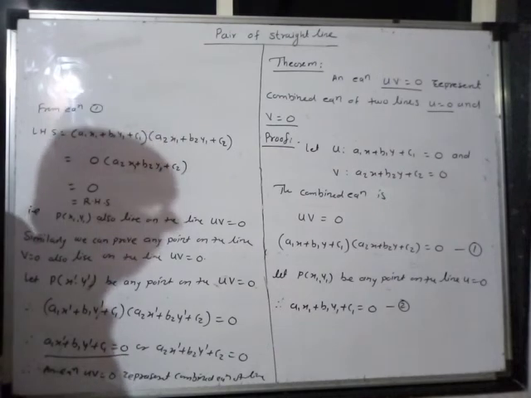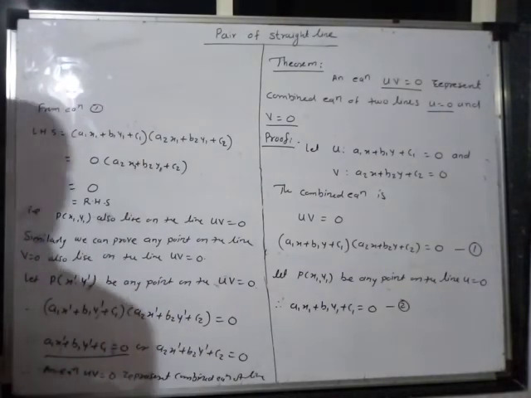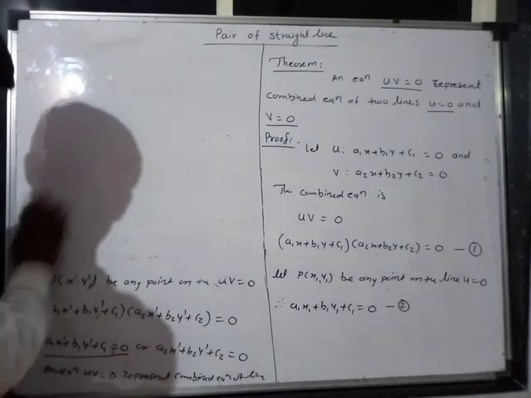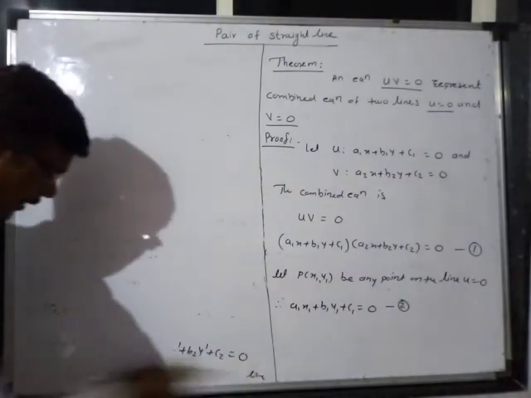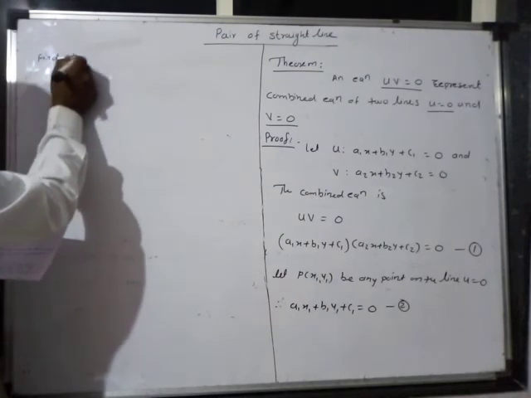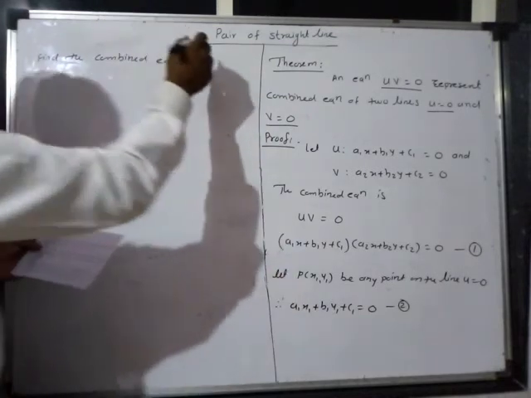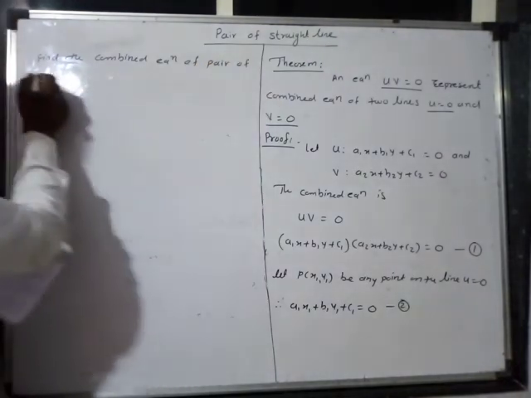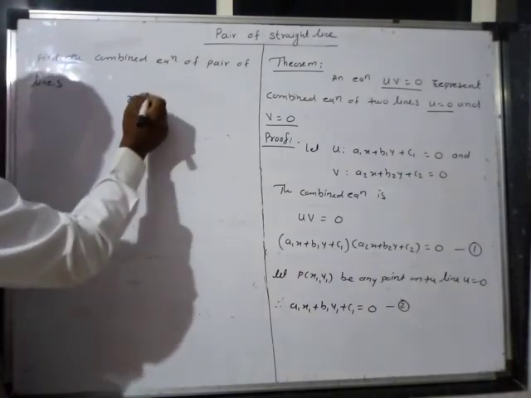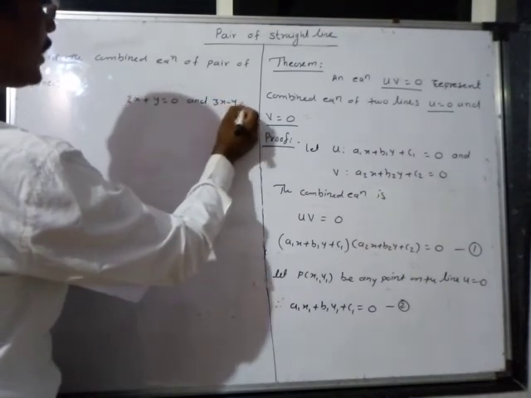Okay. Now we solve some examples. Okay. The first example is: find the combined equation of the pair of lines 2x plus y is equal to 0 and 3x minus y is equal to 0.